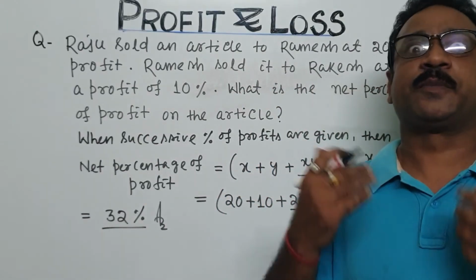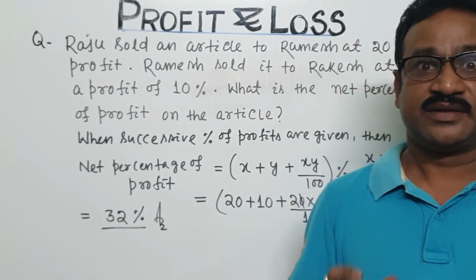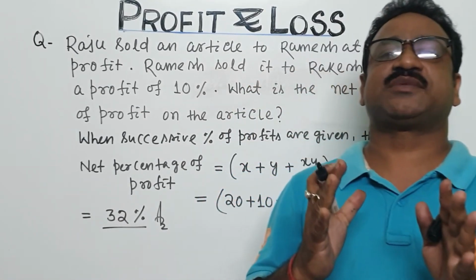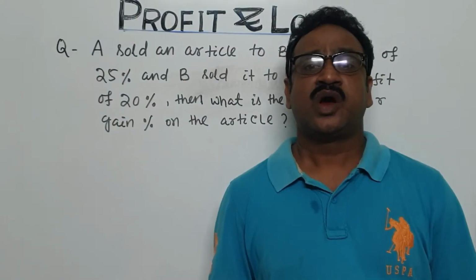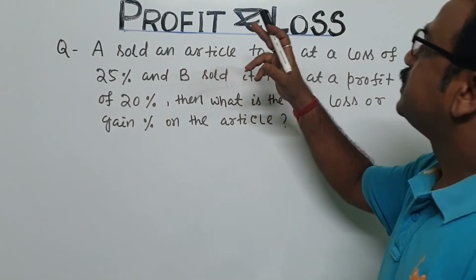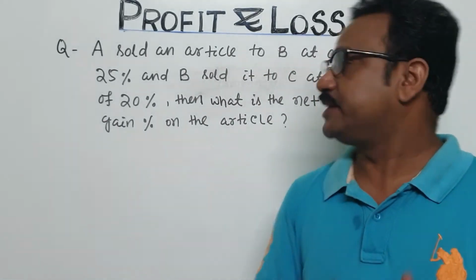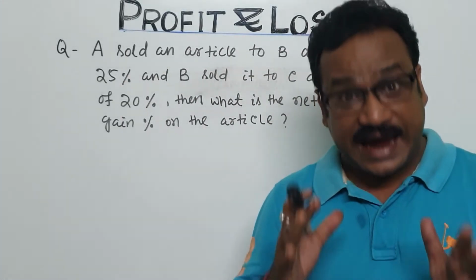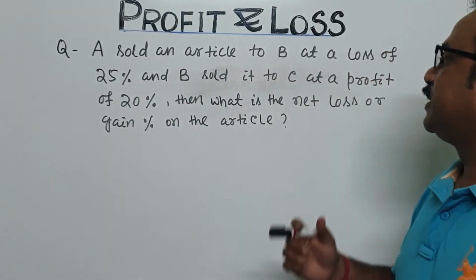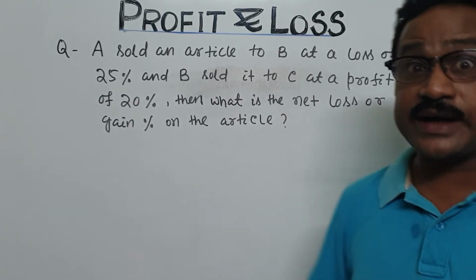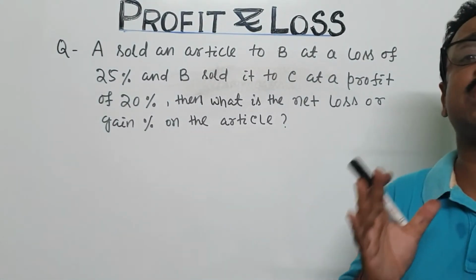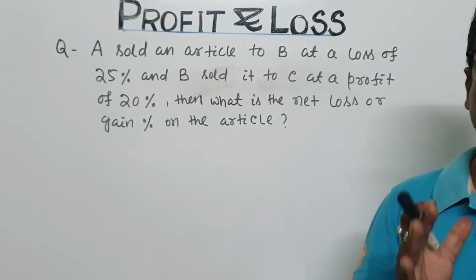But if one profit is given, one loss is given, then how can we find out the net profit or net loss? Let us discuss about it in the next question. So now move on to the next question. A sold an article to B at a loss of 25% and B sold it to C at a profit of 20%. Then what is the net loss or gain percent on the article? In the previous question both are profit percent. Here one is profit percent, other is loss percent.